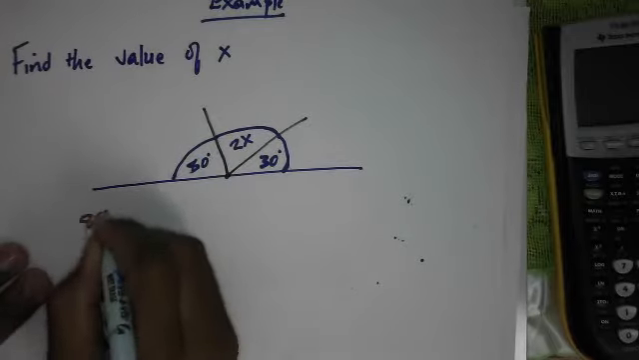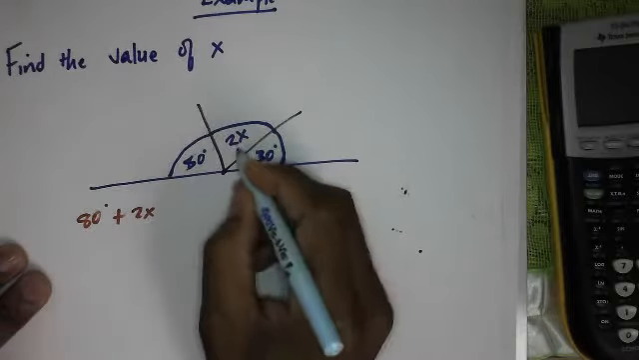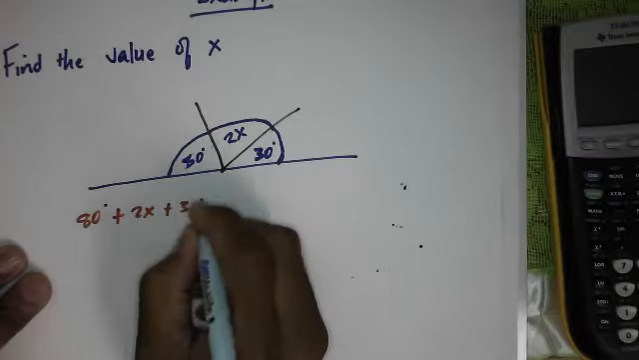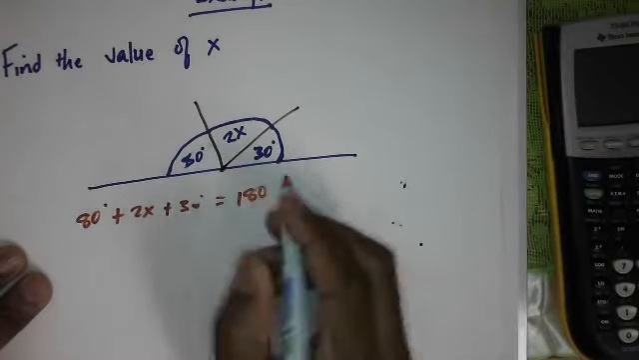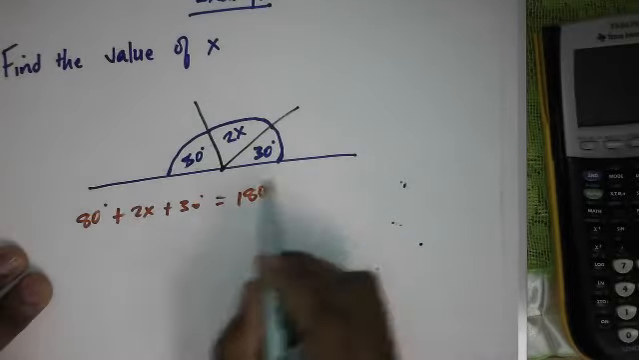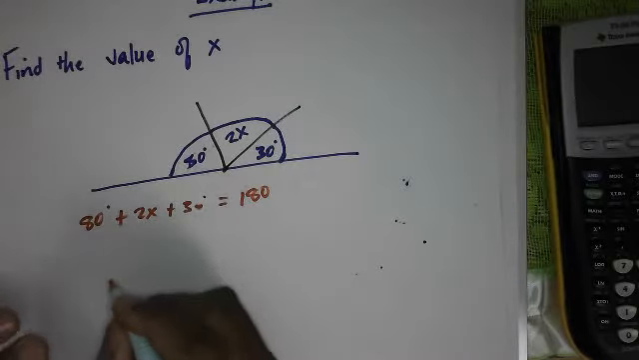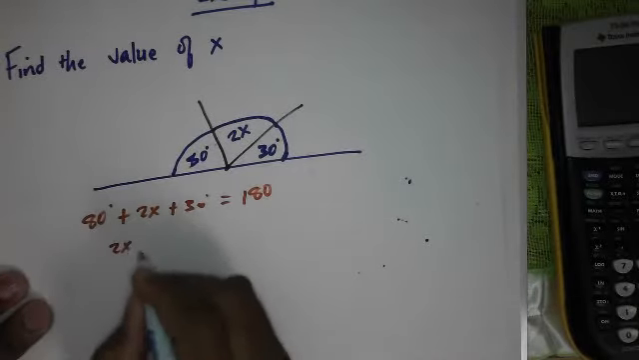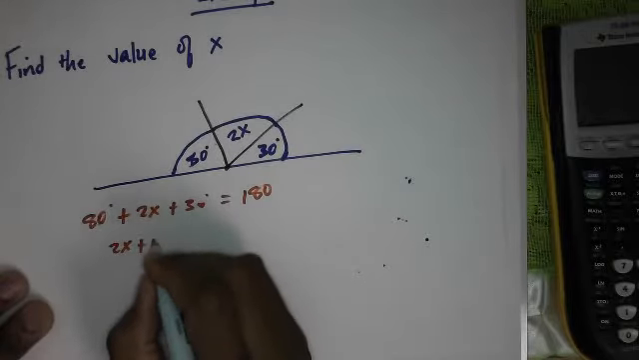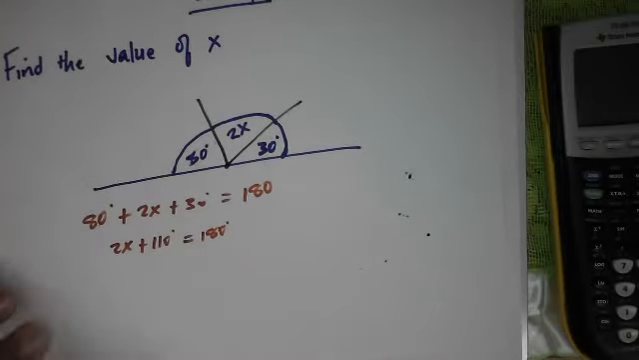So it would be 80 degrees, which is this angle, plus 2x, which is this angle, plus this angle here, which is 30, and that must equal 180, because all three angles are at a point on a straight line. So they are supplementary, meaning that they add up to 180. So this would be 2x plus 80 plus 30, that is 110. 110 degrees equals 180 degrees.